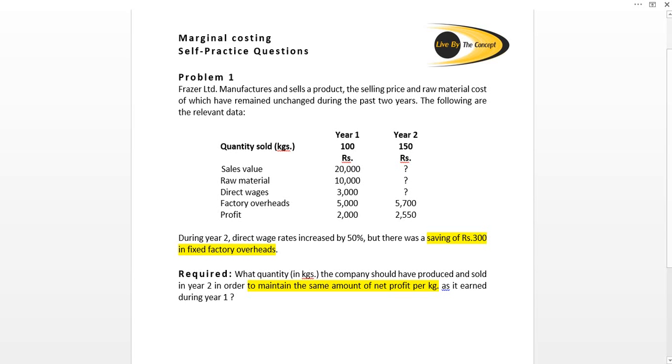Now before proceeding towards the solution part, first of all we need to go for two working notes, where we will be trying to bifurcate the factory overhead which they have provided into variable and fixed portion. Once we have the variable factory overhead and fixed factory overhead, there will be a third working note where we will be trying to calculate the contribution per kg for year 2. So let us just go for the calculation.